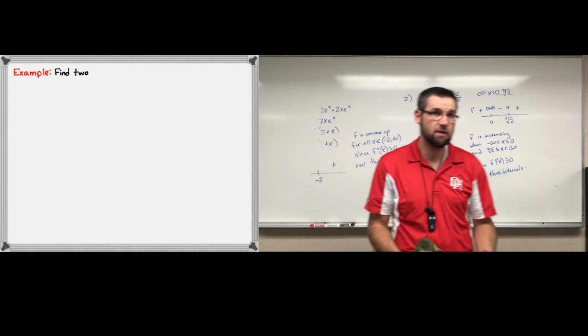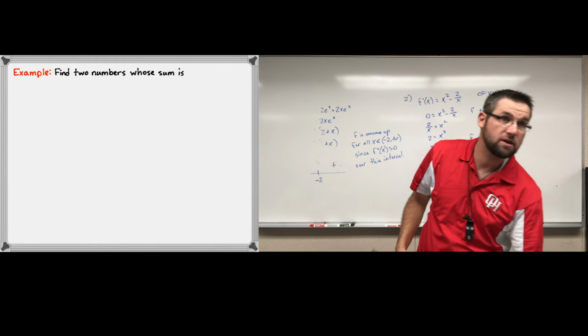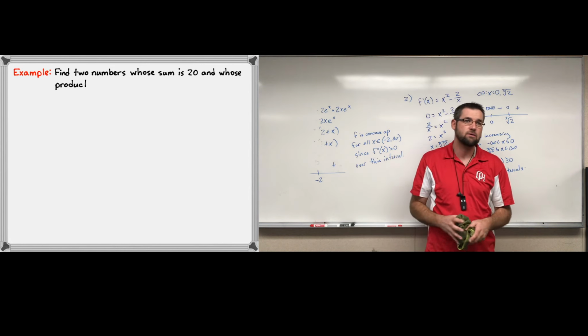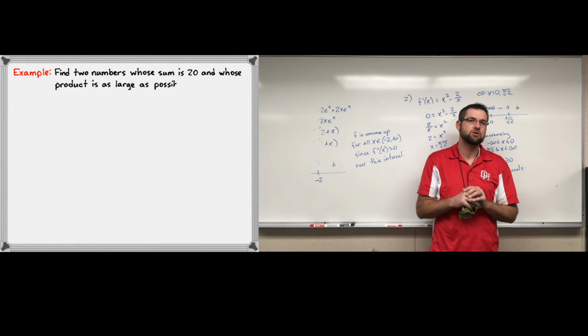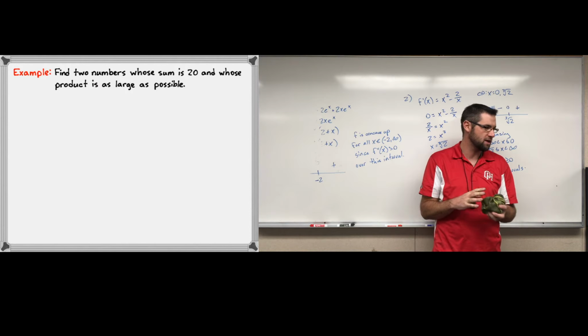So let's look at this example. I'm going to give you guys some time to think about this and to work it out. Okay? Find two numbers whose sum is 20 and whose product is as large as possible. So give that a shot.